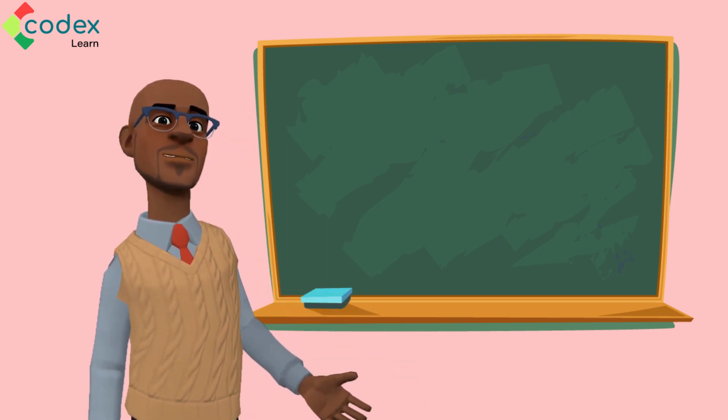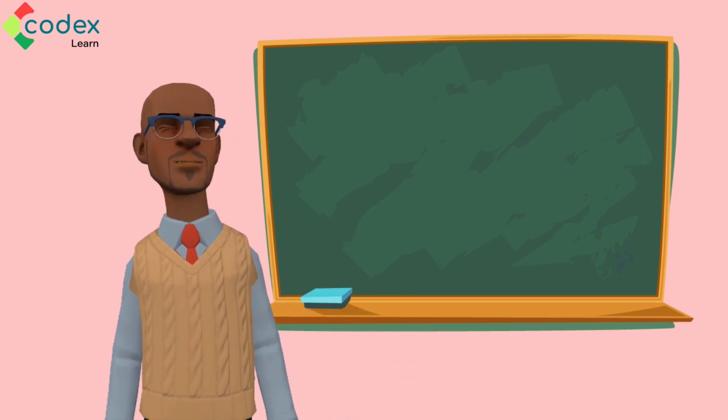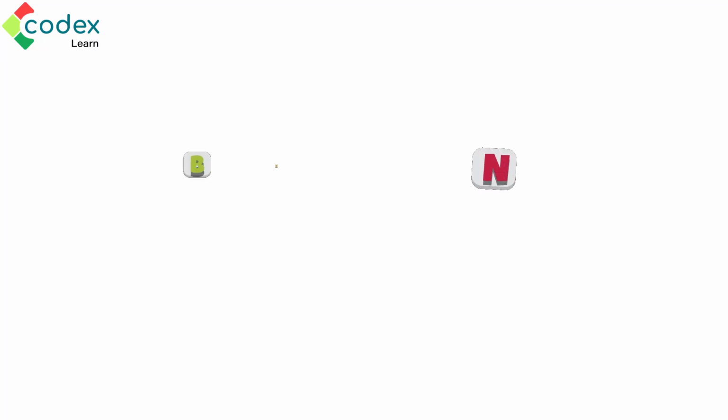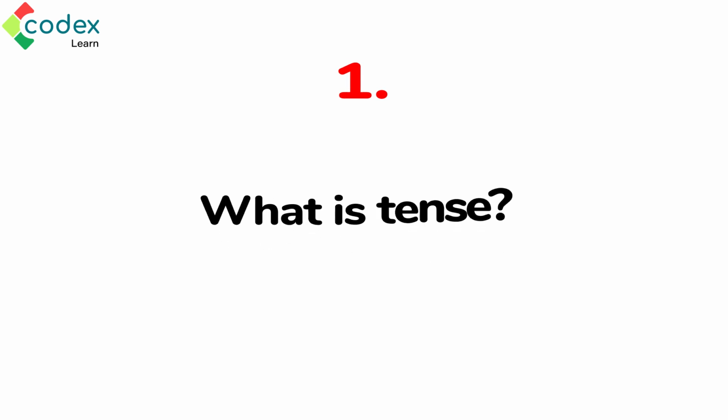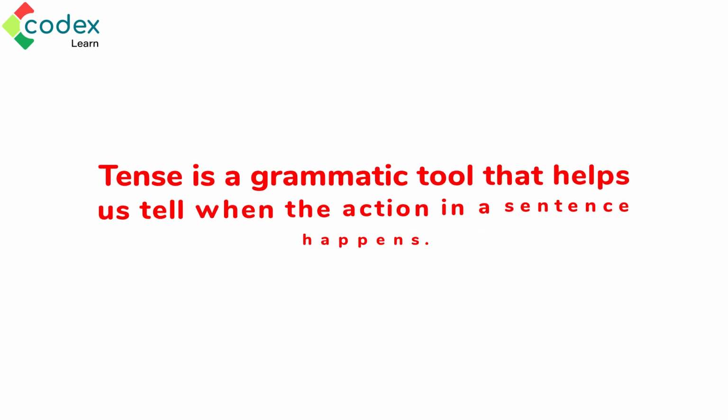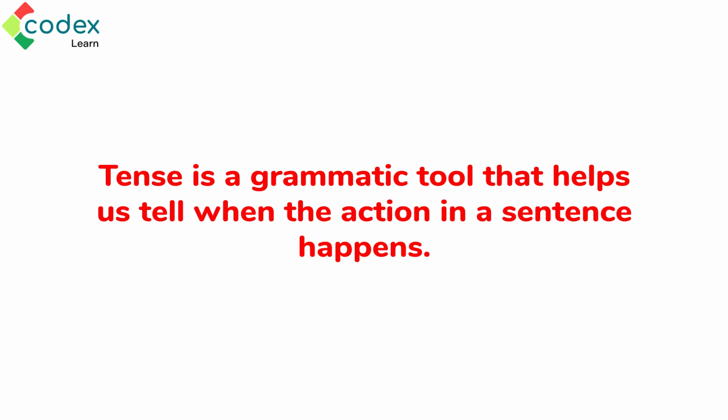We have almost come to the end of this lesson, but just before I go, I would like to ask you a few questions. Answering them will help you remember all you have learned even better. Are you ready? Okay. Question 1. What is tense? Tense is a grammatical tool that helps us tell when the action in a sentence happens.